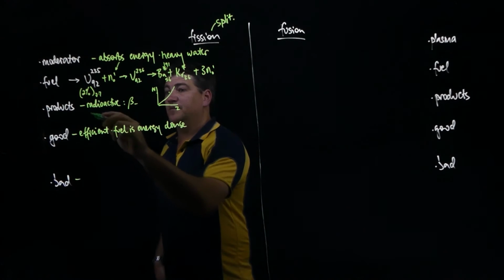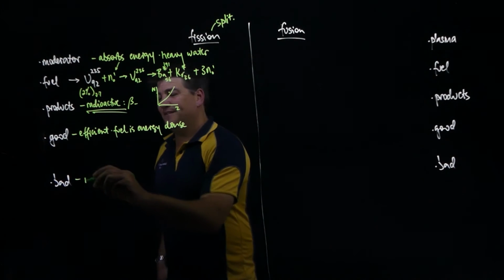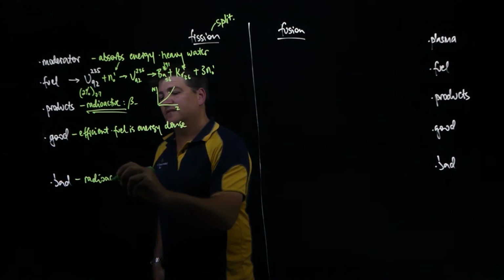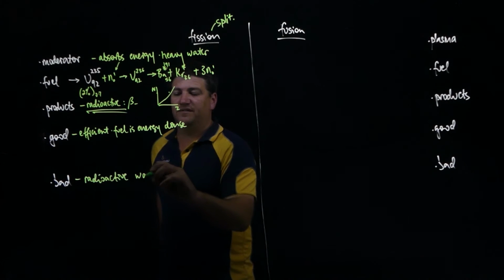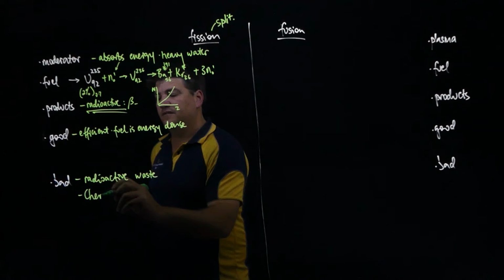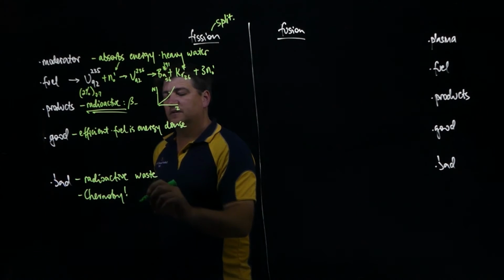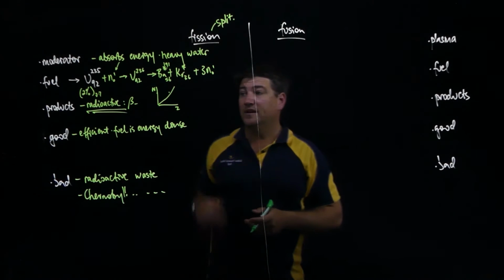Bad stuff, obviously, because holy crap, we have radioactive stuff. So we have radioactive waste, I guess. And then of course there's, if it goes bad, Chernobyl, obviously a bit of a bad one.